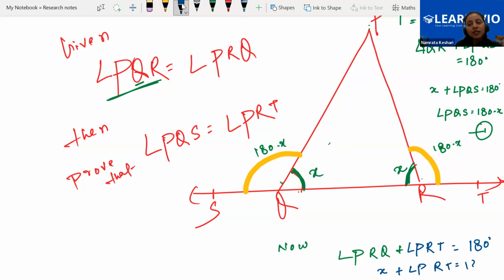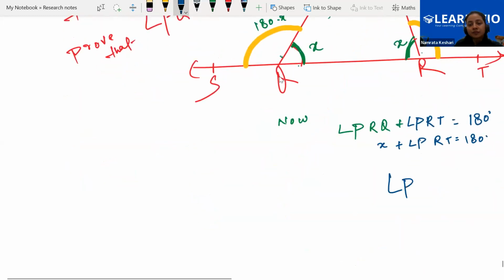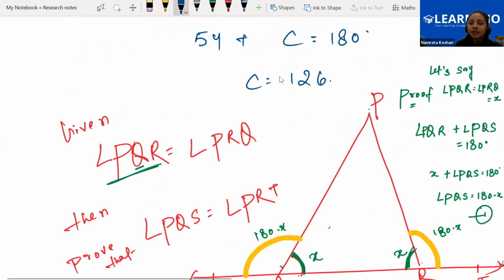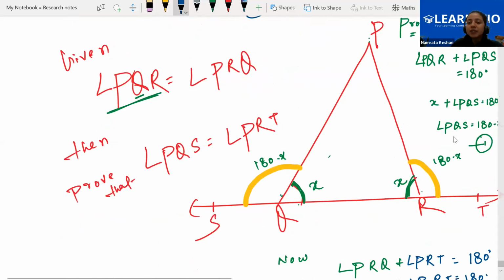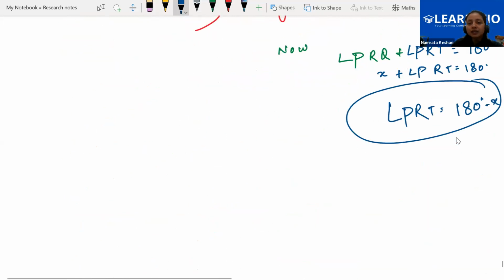Now what will be angle PRT? Angle PRT will be 180 minus x, right? Ma'am, 180 minus angle PRQ. Yeah, that is x, right? Now this one is 180 minus x. This one is 180 minus x. The equation number 1. So can we say angle PQS and angle PRT will be the same?